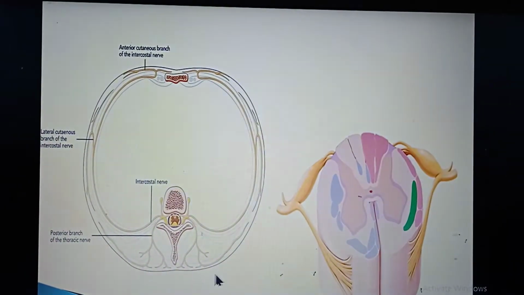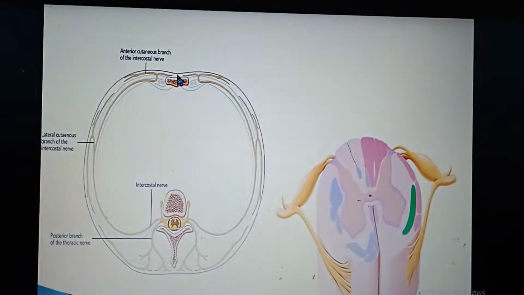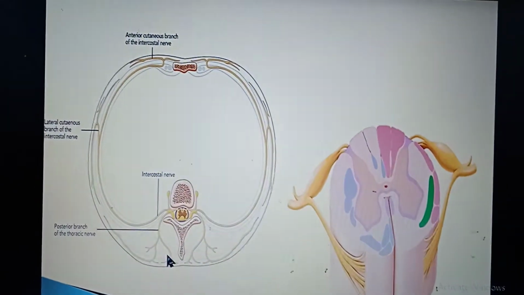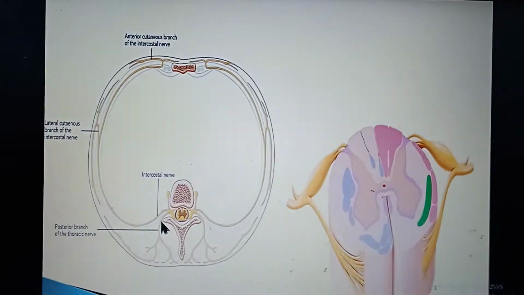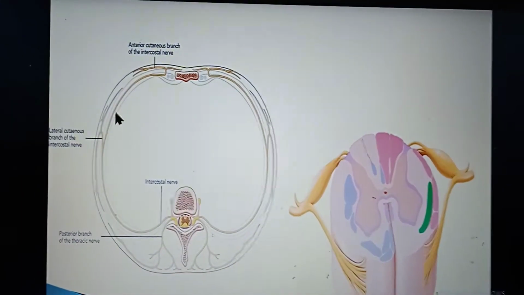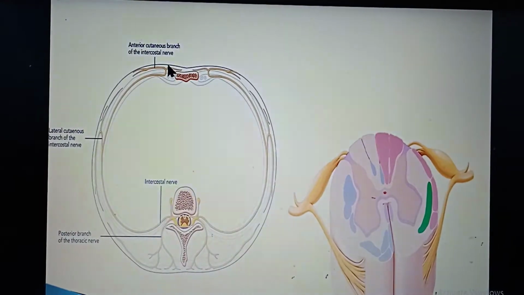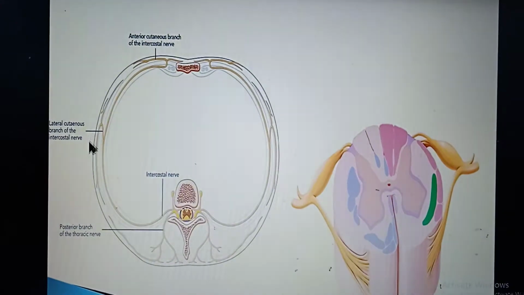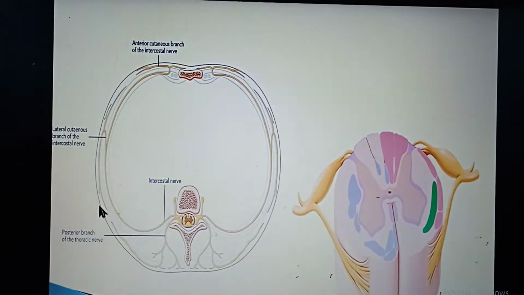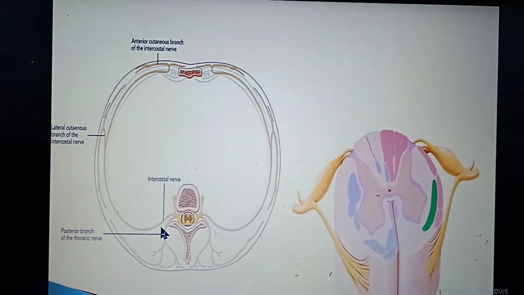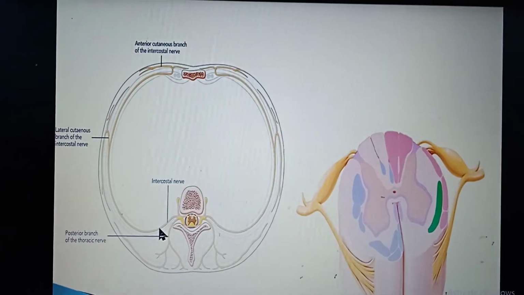Here we can see this is the posterior aspect and this is the anterior aspect. This dorsal rami is very short, going to the skin and muscle of the back, whereas the ventral rami is very long, traverses the intercostal space and comes anteriorly by the side of sternum. And this one is known as the intercostal nerve in the intercostal area, that is from T1 to T12 in the thoracic area.